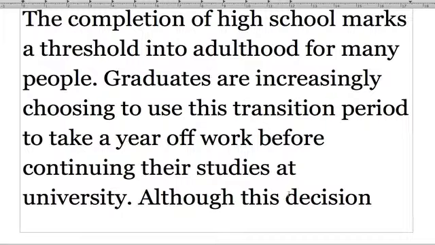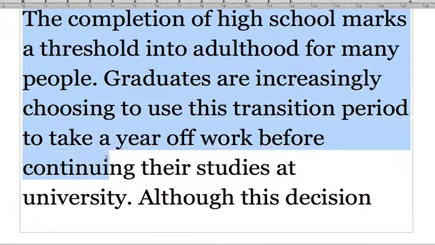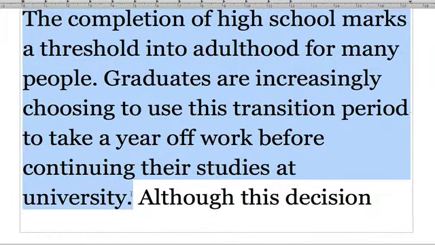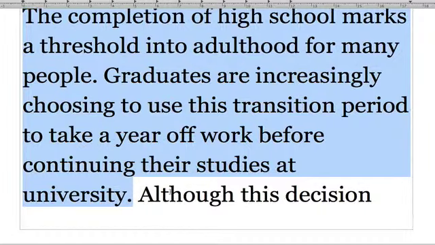The completion of high school marks a threshold into adulthood for many people. Graduates are increasingly choosing to use this transition period to take a year off work before continuing their studies at university. So you can see us introducing the topic of the essay and narrowing it to the specific area that we will be looking at. But as you can see, so far, no opinion has been shared.